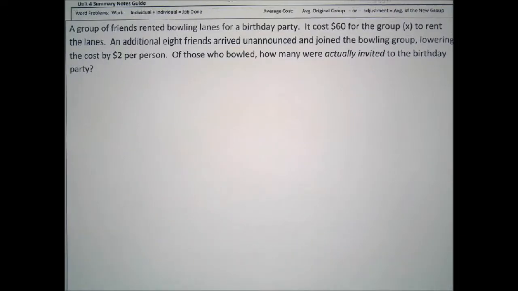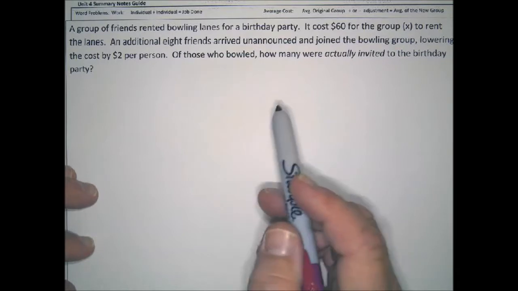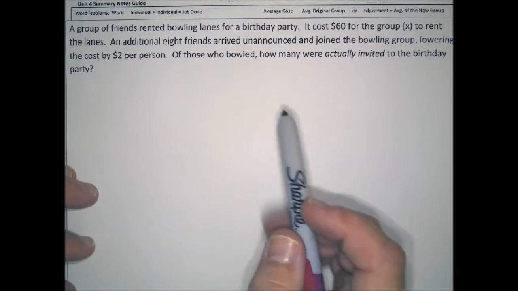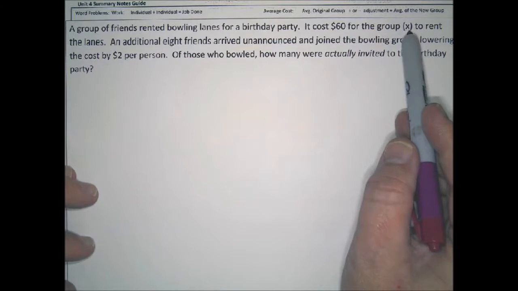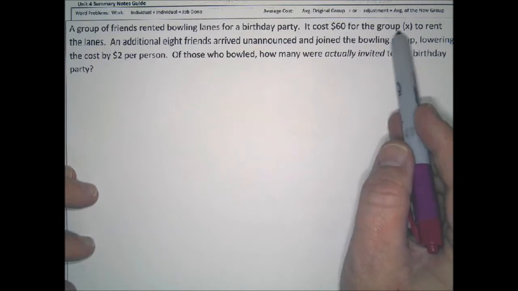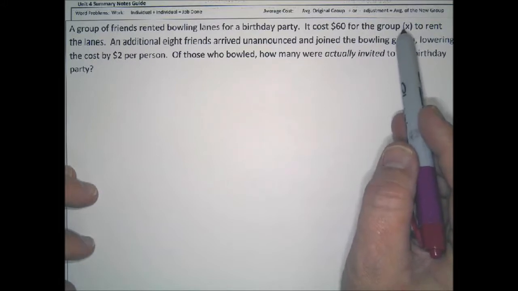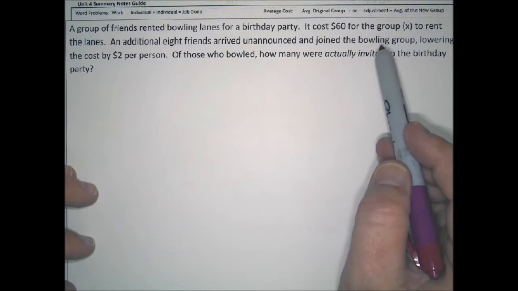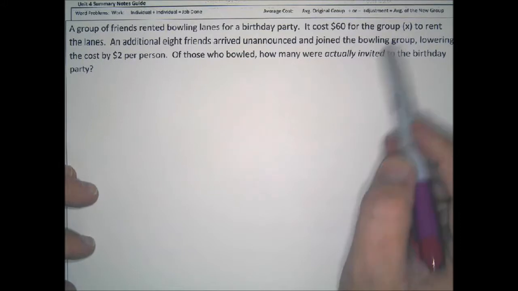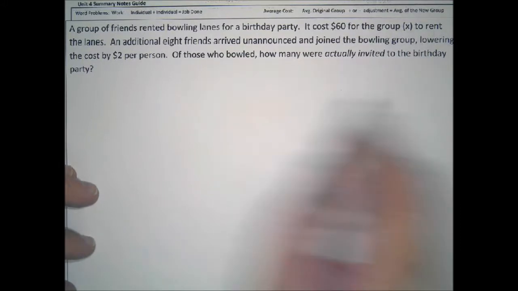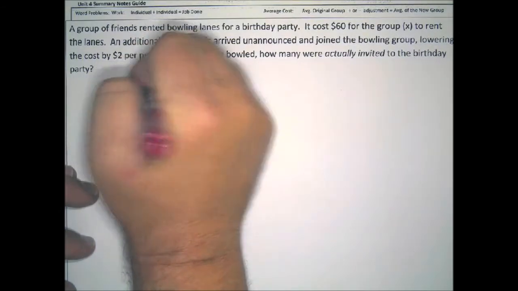The other kind of application problem we did in this unit was average cost problems. Now, for this example, what we started off with was an initial group that we don't know how many there were, so an initial group of X friends who rented a bowling lane for a birthday party. So the average cost per person of the initial group would be 60 over X.